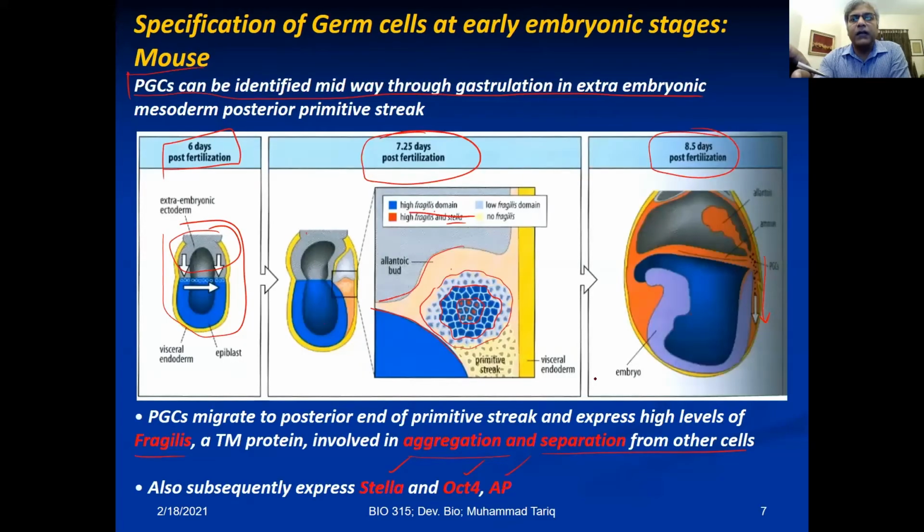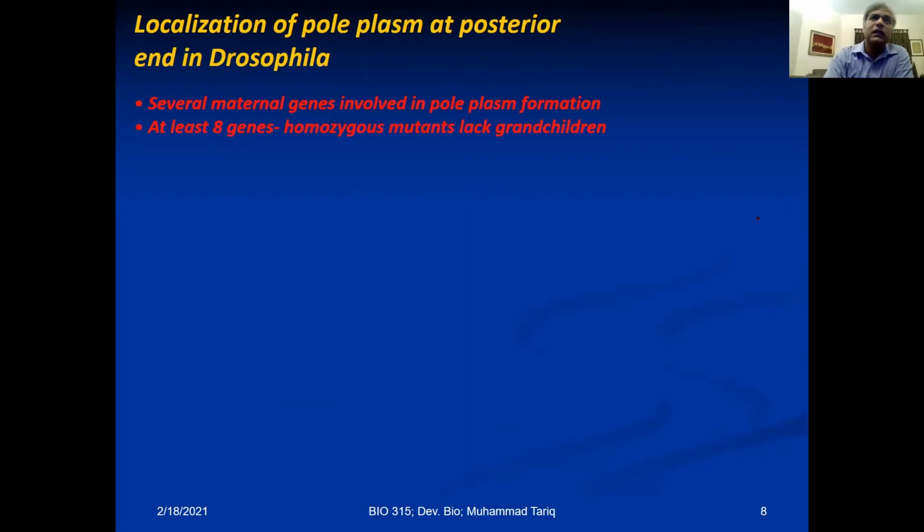We'll get back to these PGCs in mouse in a moment, where we'll talk about the migration of these cells, from where they start their migration and how they arrive at their future destination, which is the gonads. We'll come there in a moment, but let's go back to the fruit fly.